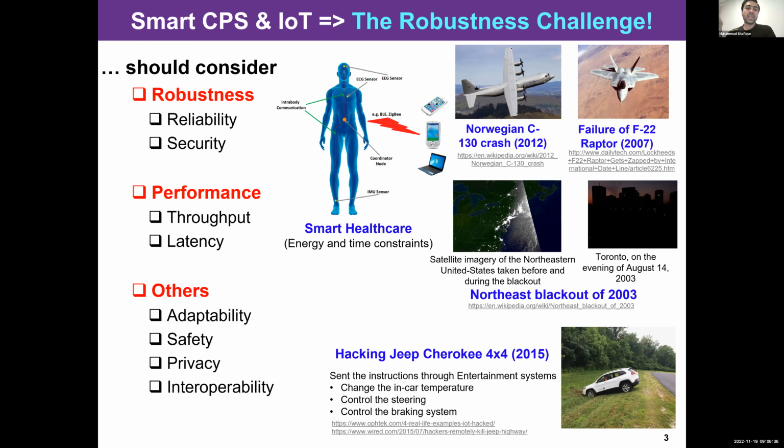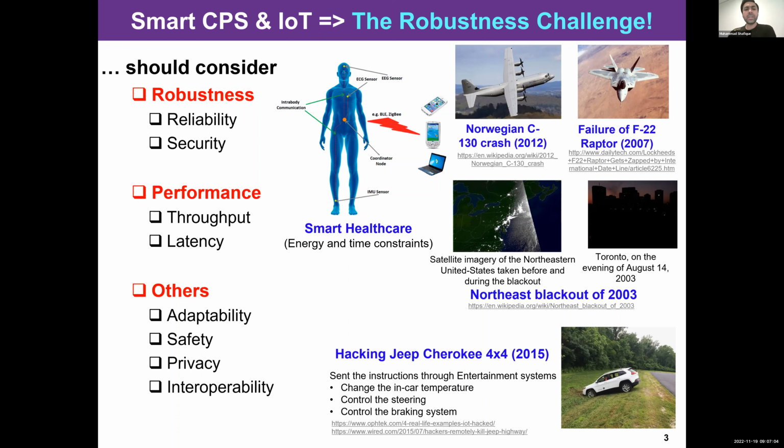Now, when designing these kinds of smart CPS IoT systems, I believe that besides performance and energy, robustness is also one of the first-class citizens that we have to consider, because most of these systems, as they are integrated in the real world, form some kind of criticality in the integrated system. And this is also reliability and security threats. Besides that, safety, privacy, and all those kinds of stuff are going to be there.